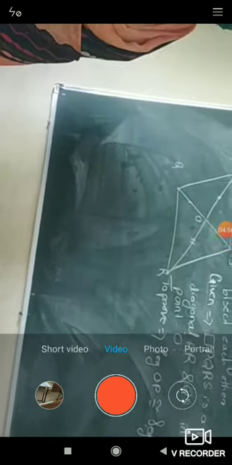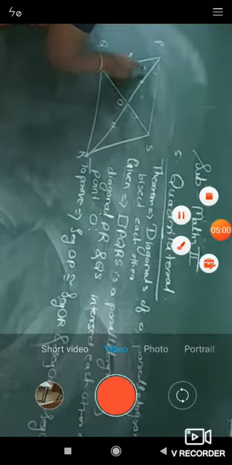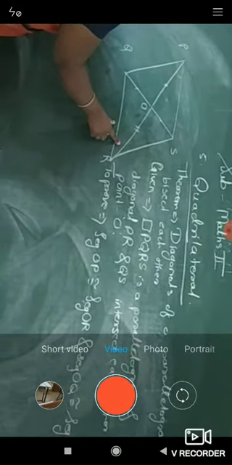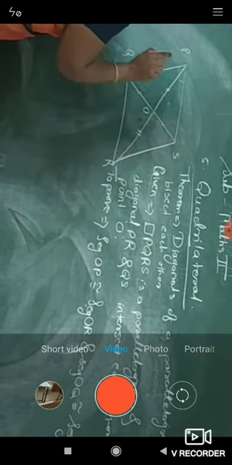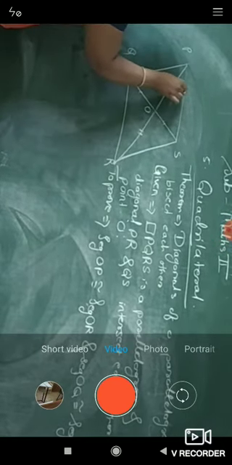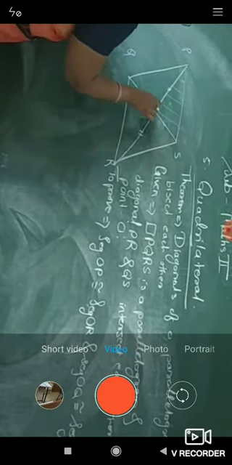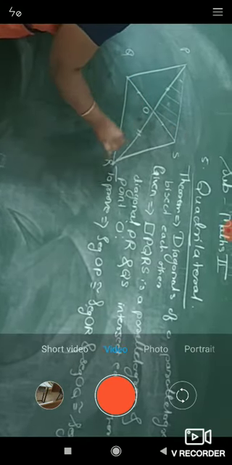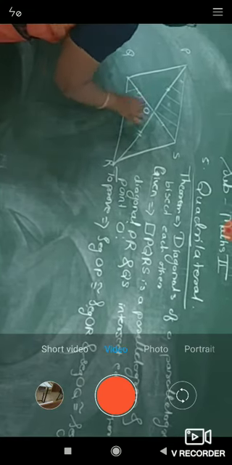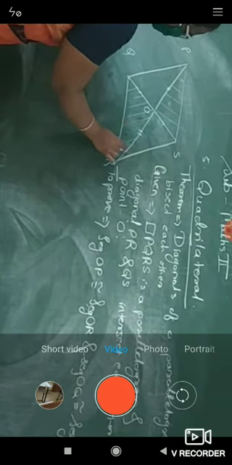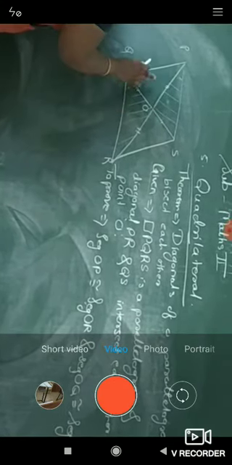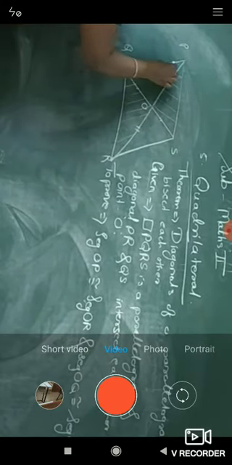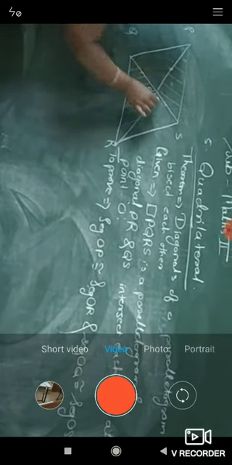To show that OP is congruent to OR and OQ is congruent to OS, we have to show that these two triangles, that is triangle POS and QOR, are congruent to each other. Otherwise, any two triangles, no? At least you show these two triangles, otherwise these two triangles, congruent to each other. How can you show?